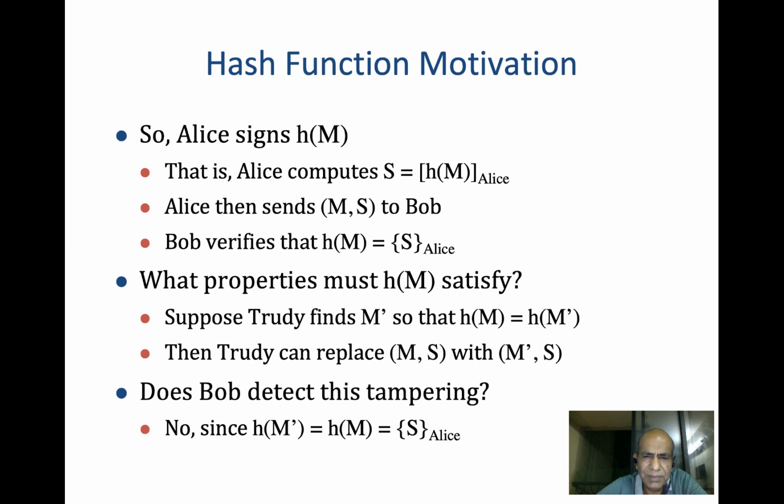Next is, what properties must H satisfy? If Trudy, who is a bad guy, finds M dash so that H of M is equal to H of M dash, then if she is a man in the middle, she can replace M and S, which Alice sends to Bob, with M dash and S. So when Bob receives M dash and S, he will never come to know that they have come from Trudy instead of Alice.